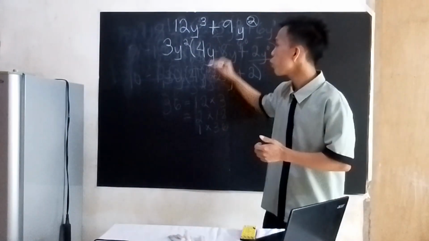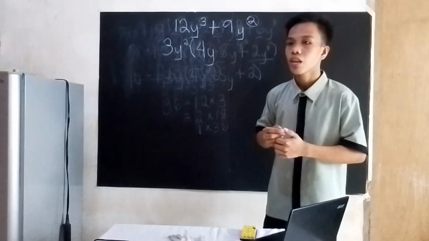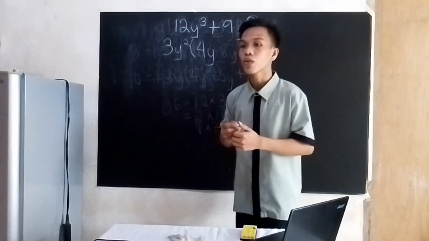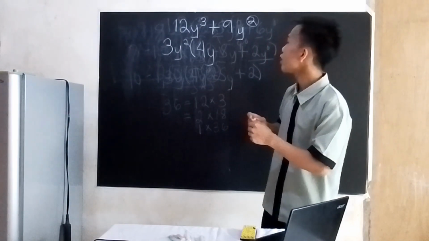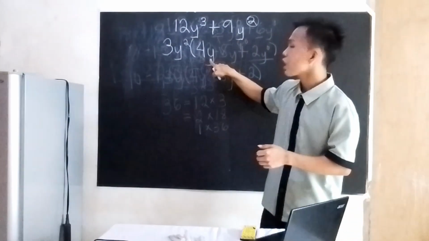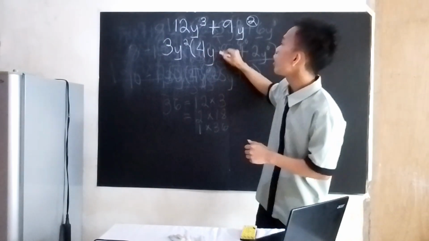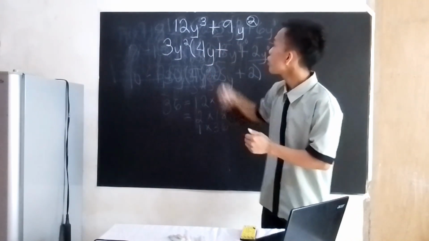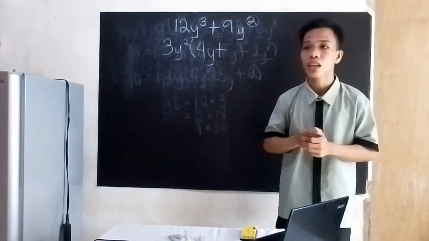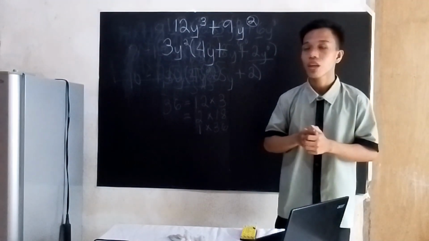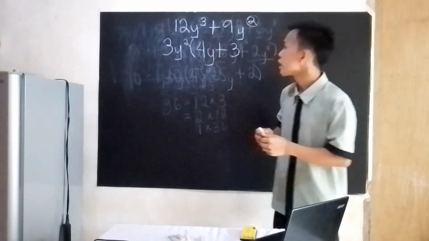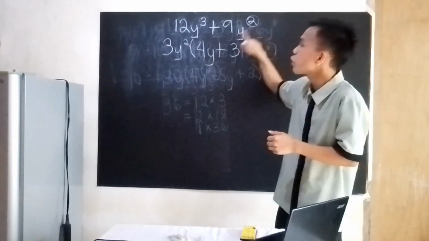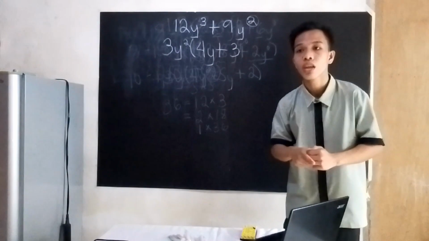So are we going to put 1? No. Why? That's right, because it is understood that y has an exponent of 1. Plus, what is 9 divided by 3? That's right, so that will be 3. Next, what is y squared divided by y squared?